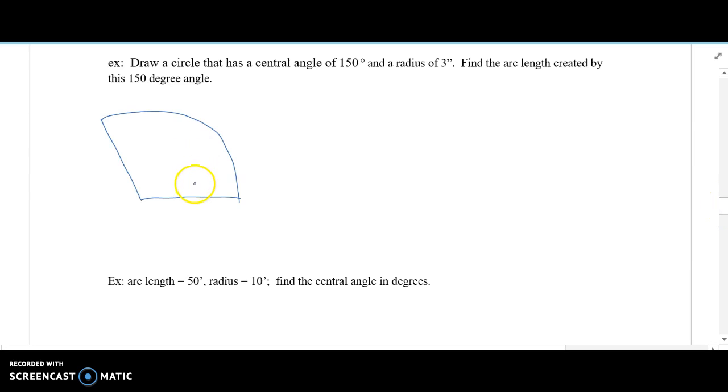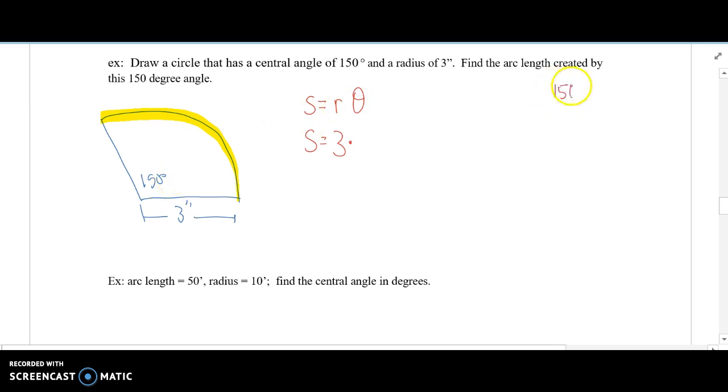Let's look at this example. So we have an arc that has a central angle of 150 degrees. The radius is equal to 3 inches. And what we're interested in finding out is how long is this? So we're going to use our formula, S equals R times theta. The arc length is what we're trying to find. The radius is 3. But then for theta, we don't plug in 150 degrees.